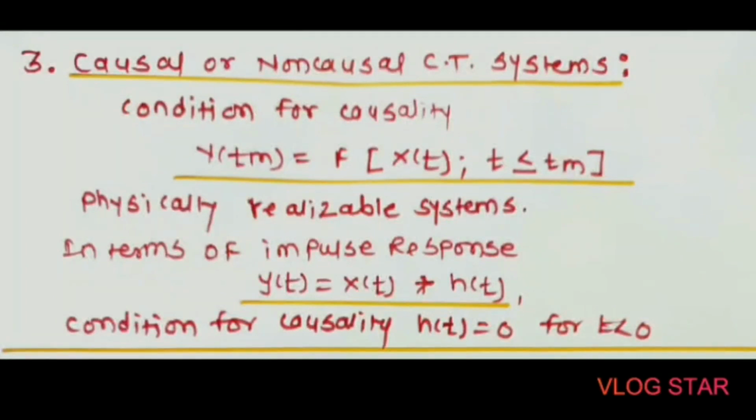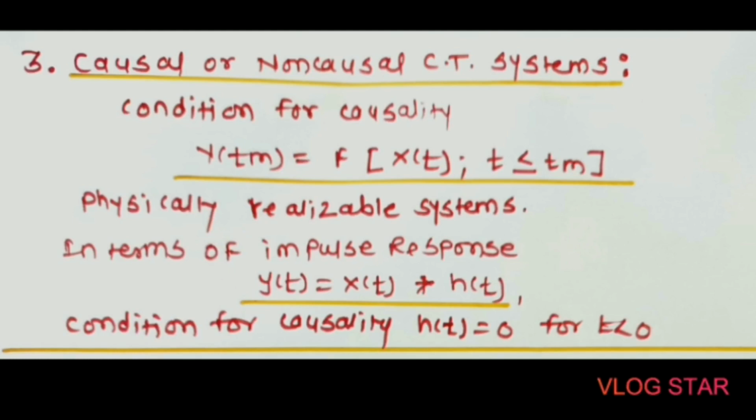Next type of system is causal and non-causal continuous time systems. A continuous time system is said to be causal if it produces a response y of t only after the application of excitation x of t, that is input. That means for a causal continuous time system, the response does not begin before the application of input x of t. The other way of defining a causal system is, a system is said to be causal if its output depends only on the present and the past values of input.